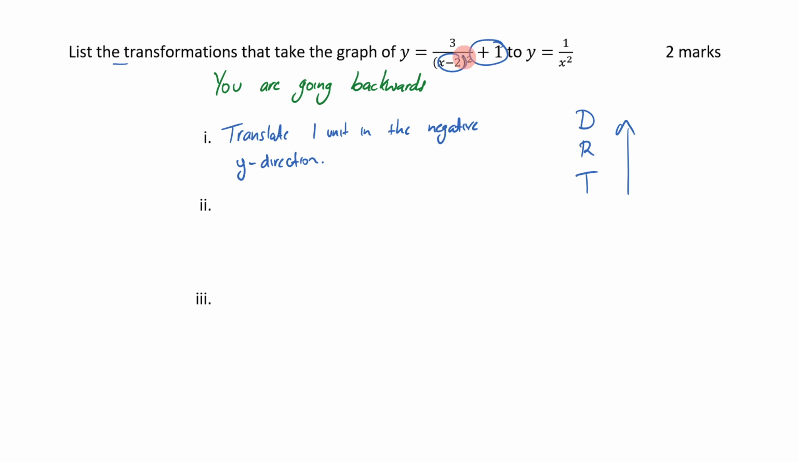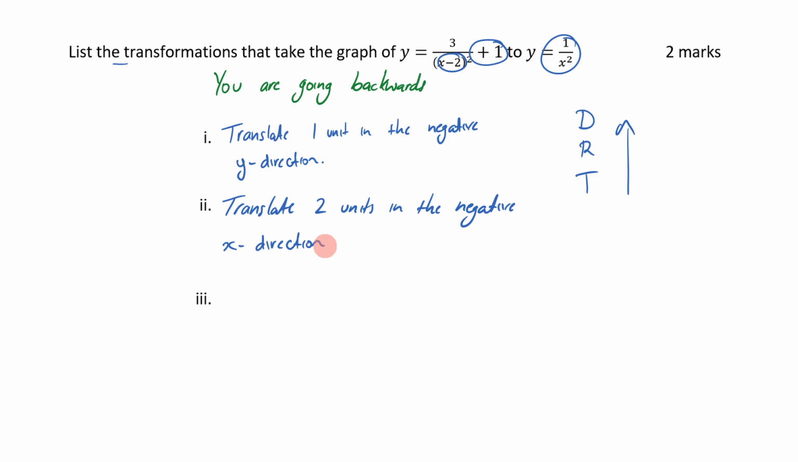All right, then we come to the next one. Now, what is this 2 doing? Well, that 2 is moving 2 to the right. So if I want to move it back, that means I'm going to have to move it 2 to the left. So I'm going to translate 2 units in the negative x direction. And hopefully that makes sense.